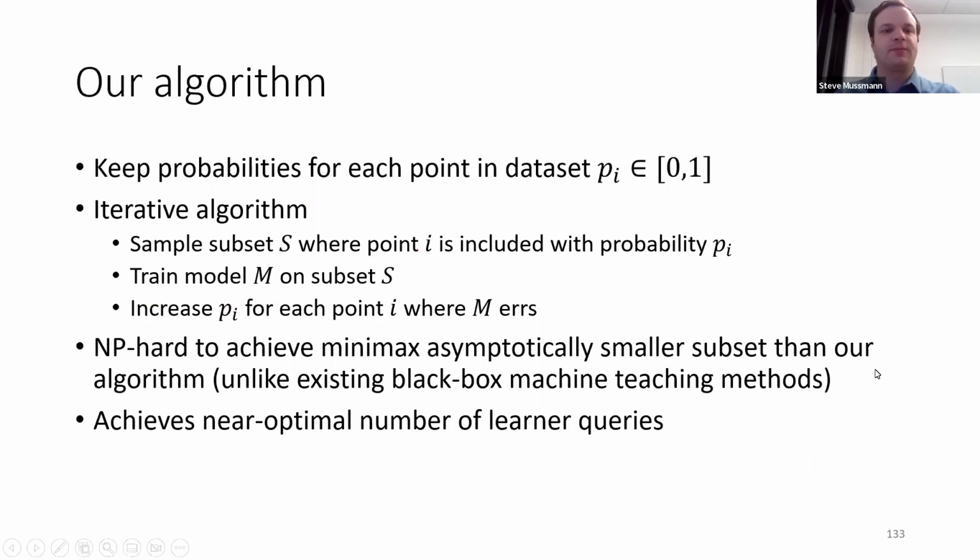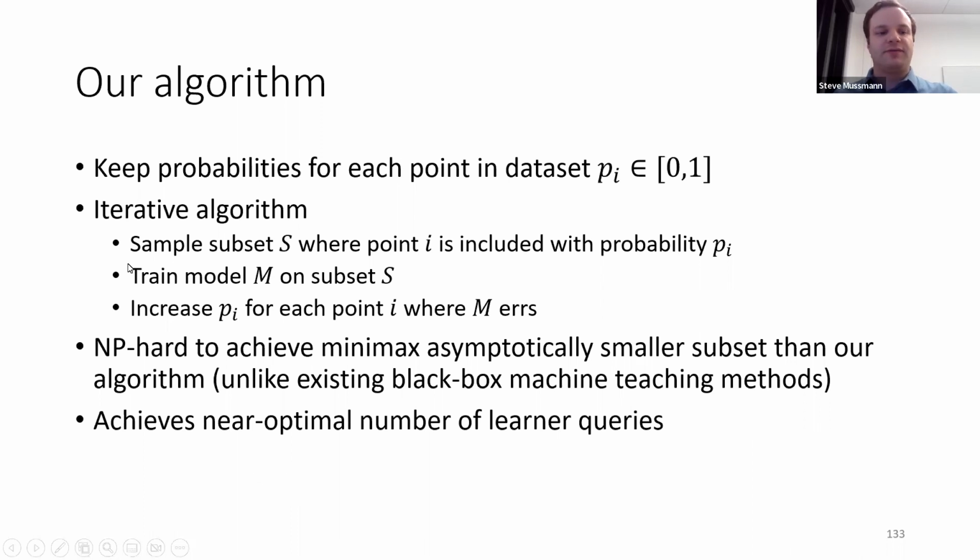So our algorithm involves keeping probabilities for each point in the data set, so pi for each point i. And it's an iterative algorithm where at every iteration, we sample a subset S where point i is included with probability pi. Then we train a model M on that subset S. We can compute the errors to get an error set, and we increase pi for the points where M makes a mistake. In this way, we're intuitively seeing which points the model currently makes mistakes on and upweighting those points, so they're more likely to be seen in future subsets.